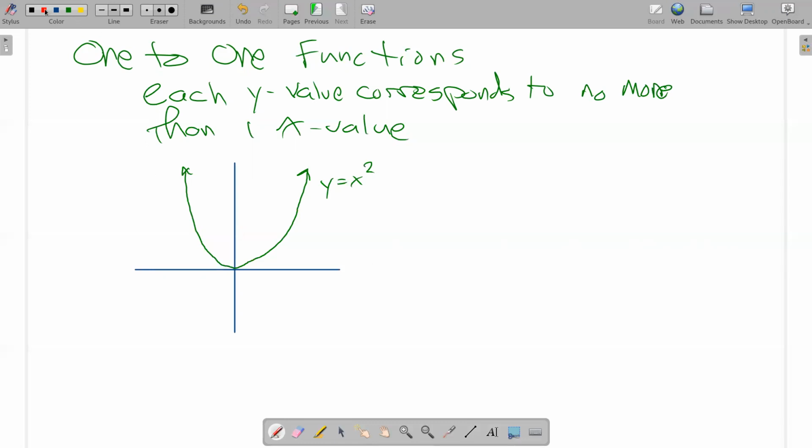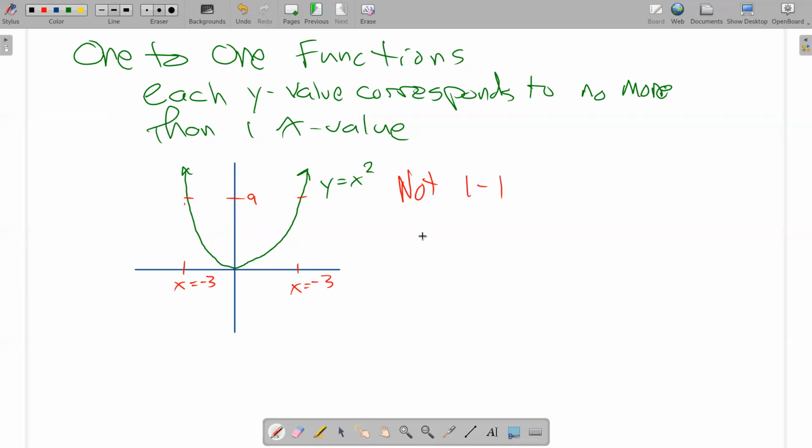And if I pick some y value here, that y value can be traced back to this x value here and to this x value here. So for example, if y were 9, I would find x equals -3 leads to 9 or x equals +3. So that means this function's not one-to-one.